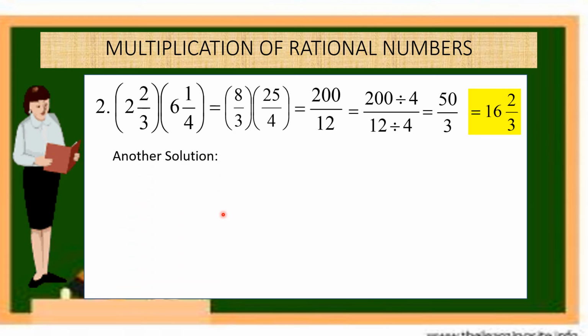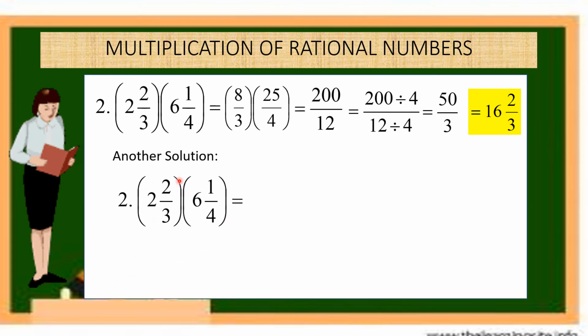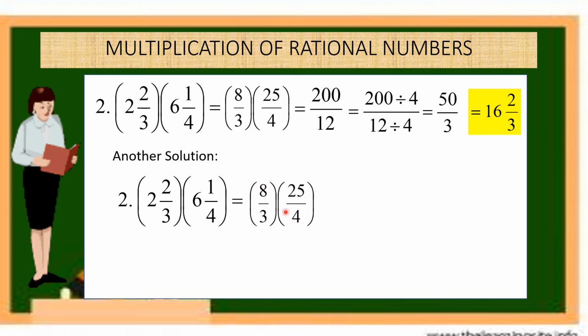We have another solution. We have 2 and 2/3 times 6 and 1/4. Again, this is equivalent to 8 over 3 times 25 over 4. So we have 8 and 4. We can divide 8 by 4, so 8 divided by 4 is 2. So we have 2 times 25 is 50, and 3 times, actually this is 1, 3 times 1 is still 3. So we have 50 over 3, and 50 over 3 is equivalent to 16 and 2/3.